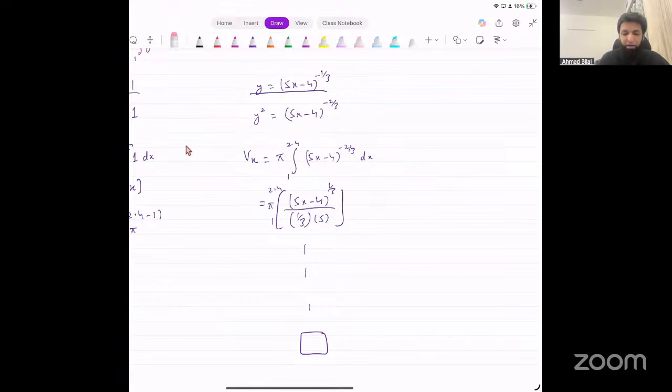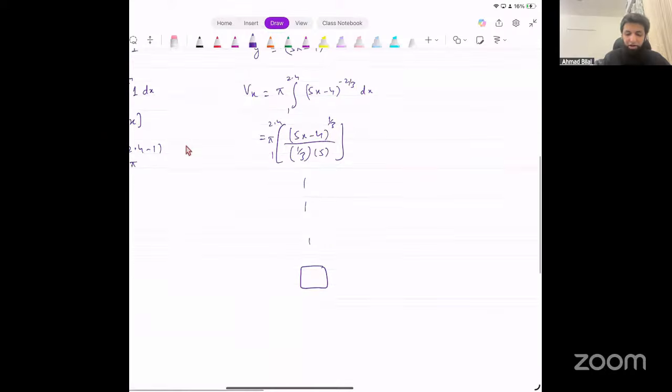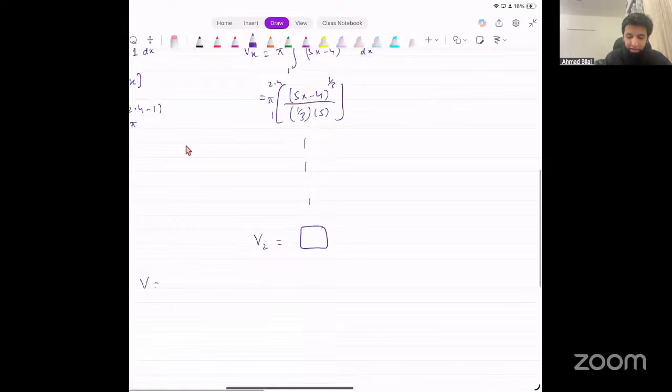Yes, so you'll find this volume, you already have the other volume, you'll just find their difference at the end. So let's call this V2, let's call this V1. The required volume at the end is going to be V1 minus V2. Just find their difference.